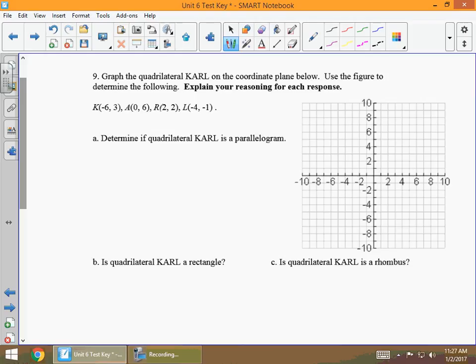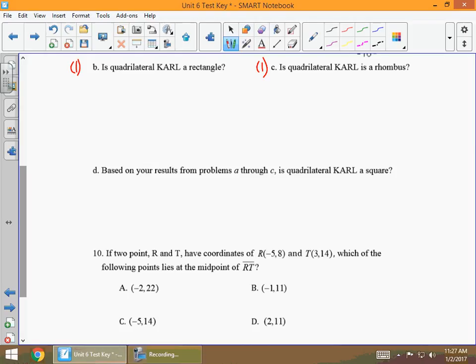The first 4 points actually come from finding slopes and distances. I needed to see that you were finding some slopes and distances of this quadrilateral. And then parts A, B, C, D were each worth 1 point. So you could have gotten 1 here. For B, you could have gotten 1. For C, you could have gotten 1 more. For D, you could have gotten 1 more. And then question 10 is also worth 1 point.